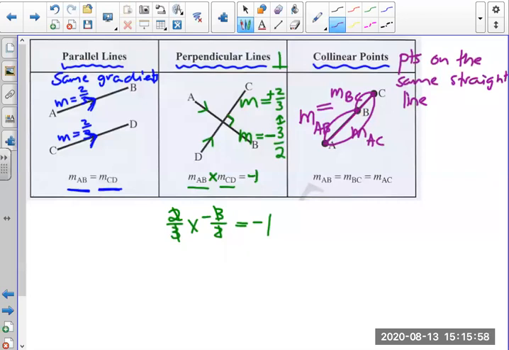Okay. So look at AB and BC. If you calculate the gradient of AB and BC, can you see that you're using the point B twice, for this gradient and for that gradient? Or if you want to calculate the gradient of BC and AC, which point are you using twice now? Now you're using the point C twice. So as long as you use one point twice and the gradients are equal, you have collinear points.